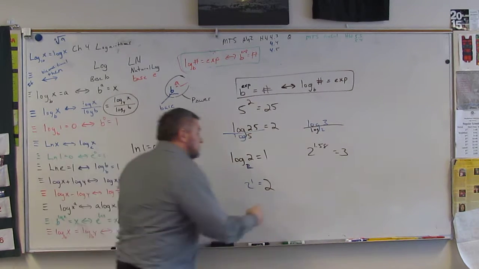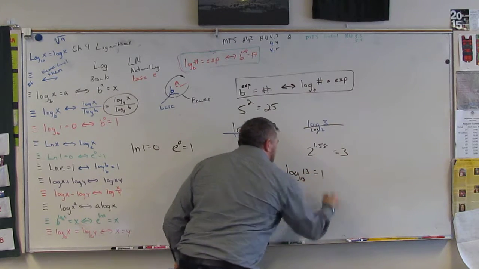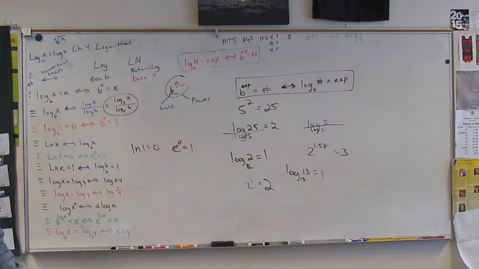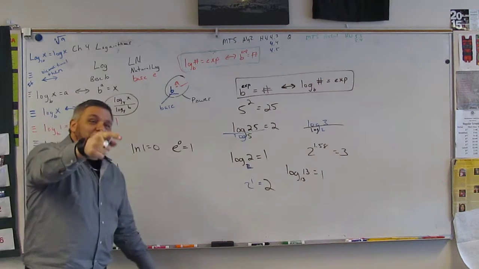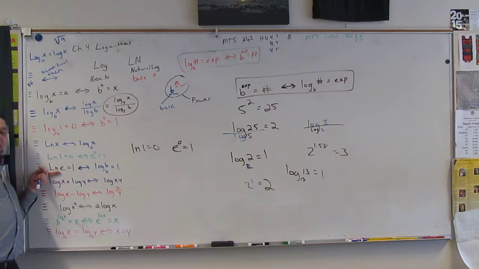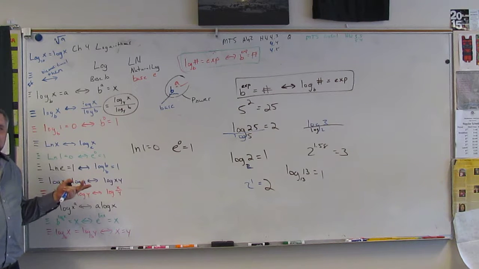So log base 13 of 13 is going to be 1. Log base 15 of 15 is going to be 1. Log base e of e is going to be 1. So therefore, the ln of e is going to be 1. That's it. Okay?